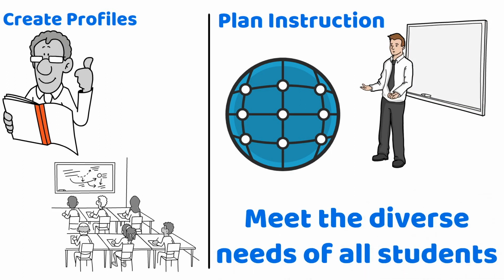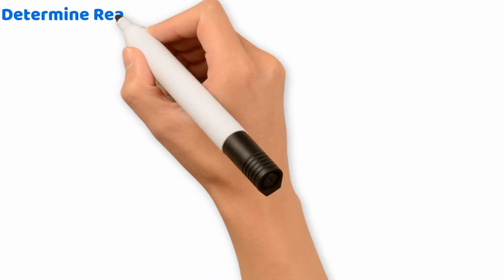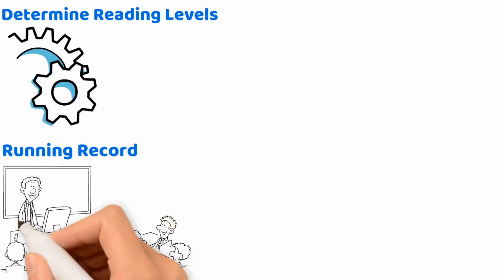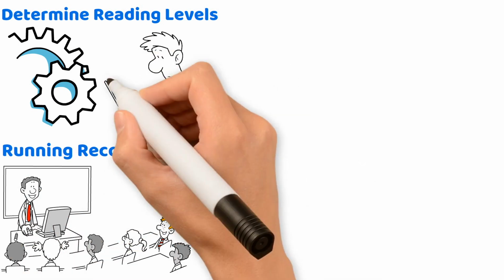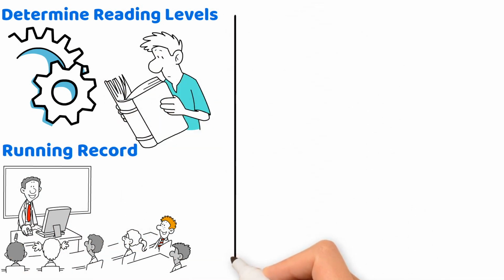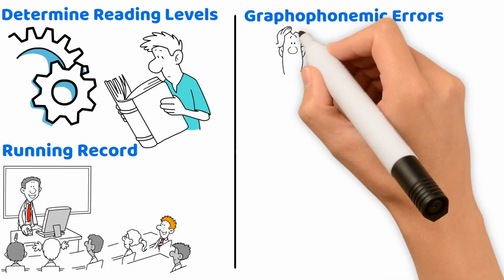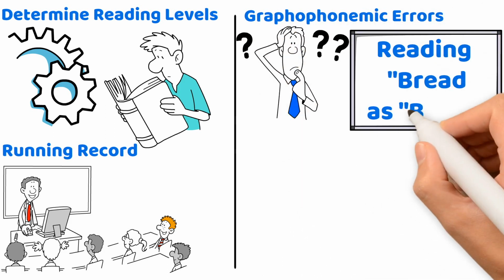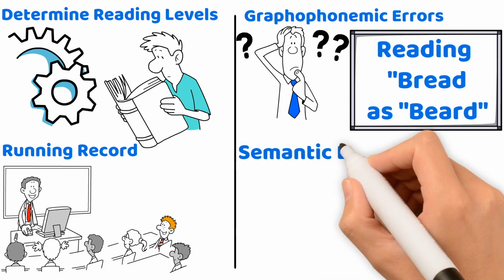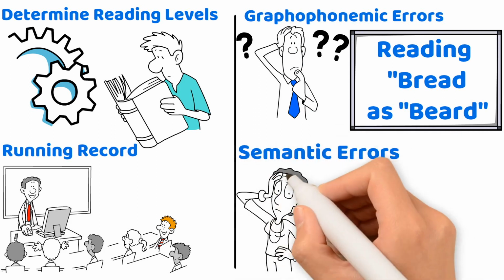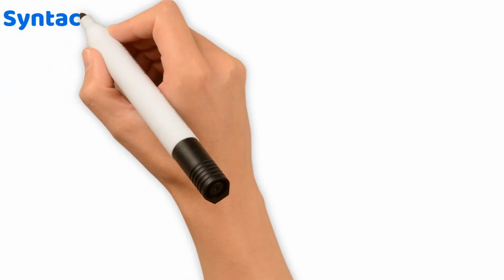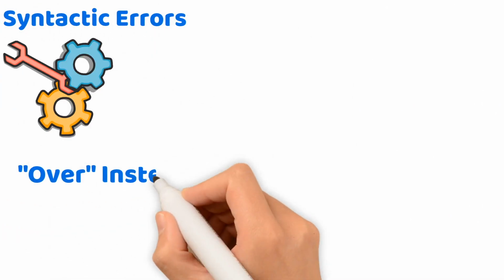Now, in order to determine reading levels, we'll use a tool called a running record, where teachers assess a student's reading level by noting patterns of errors during reading, such as graphophonemic errors, confusions in sound-letter relationships, e.g., reading bread as beard, semantic errors, mistakes in understanding meanings, like reading house instead of home, syntactic errors, errors in sentence structure, such as using over instead of under.